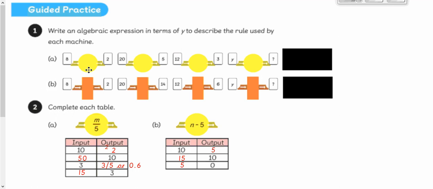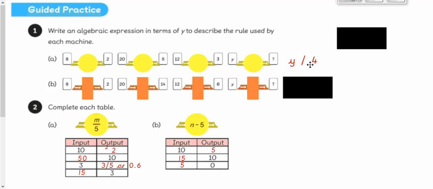How else do we get there? Well, I know that 2 and 8 are in the same times table. So I'm going to do 8 divided by 4 will give me 2. 20 divided by 4 will give me 5. And 12 divided by 4 will give me 3. So I've pretty much got it there, which means that y divided by 4 should give me my answer here. Remember, when we say divided, we can write y over 4. Okay, so y over 4.